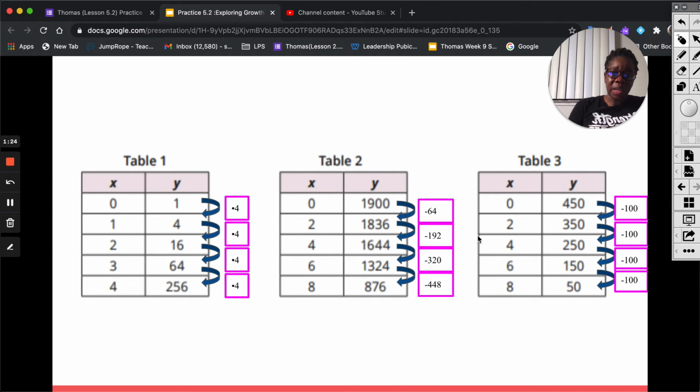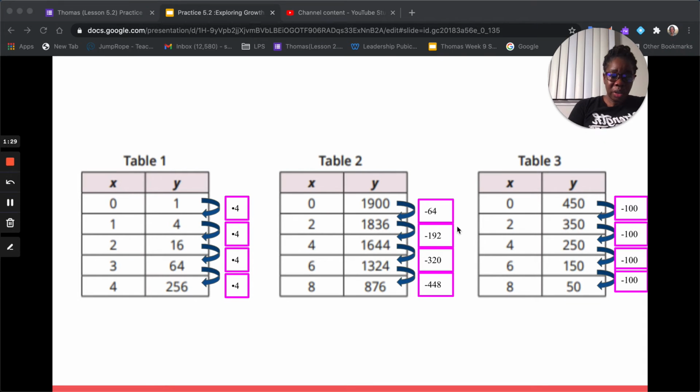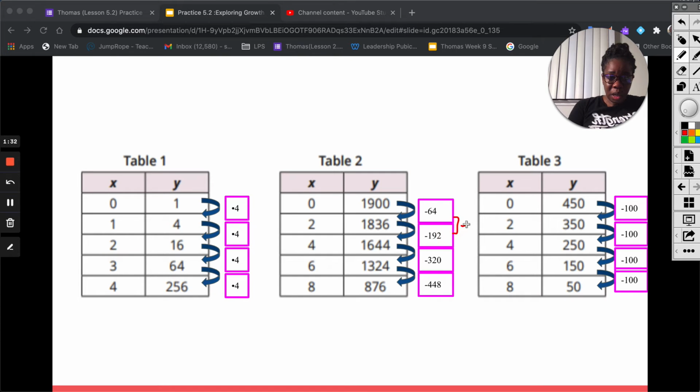So what we're noticing is that the difference between 64 and 192 is going to be negative 128. This is also the difference between 192 and 320, and you can do this by subtraction, negative 128. The difference between 320 and 448 is also negative 128. So we're noticing that even though the rate of change is not constant, the change in the rate of change is constant, and that's an indication that this is going to represent quadratic growth.